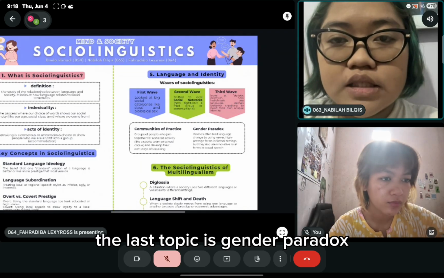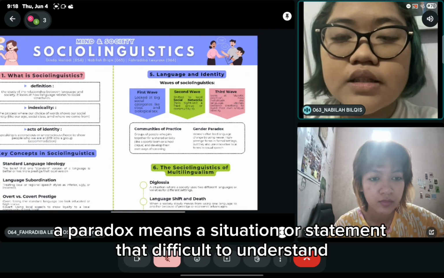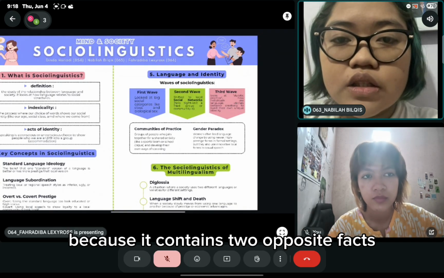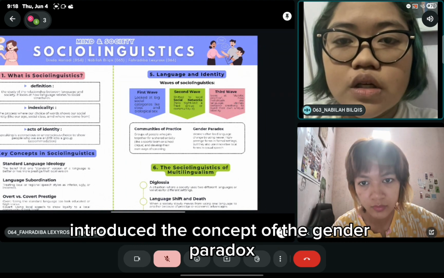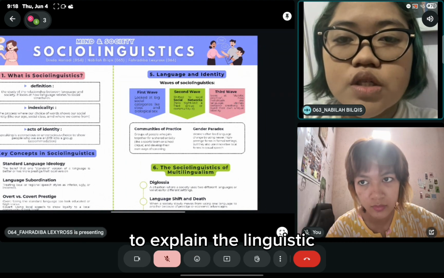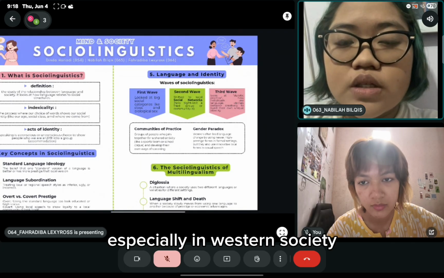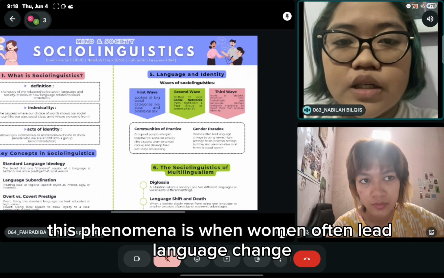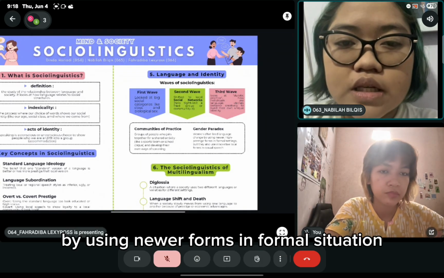The last topic is the gender paradox. In general, a paradox means a situation or statement that is difficult to understand because it contains two opposite facts. Labov 1990 introduced the concept of the gender paradox to explain the linguistic behavior of men and women, especially in Western society. This phenomenon is when women often lead language change by using newer forms in formal situations.